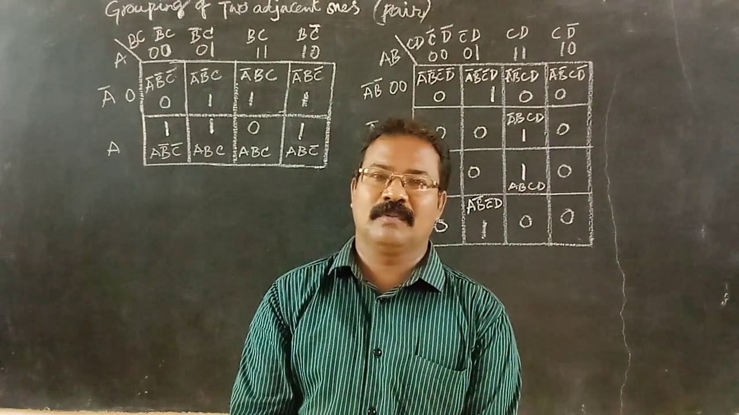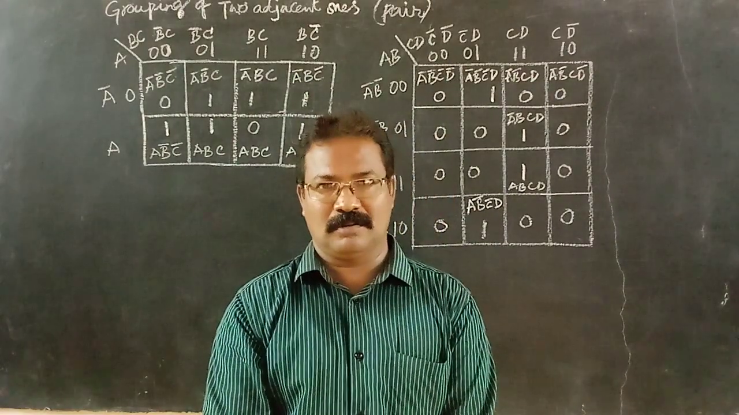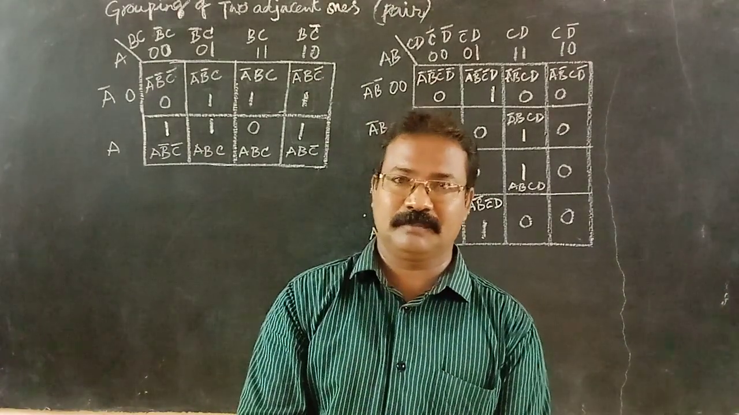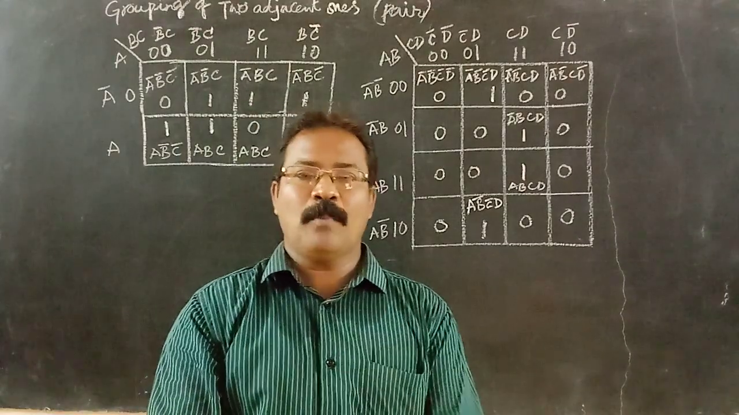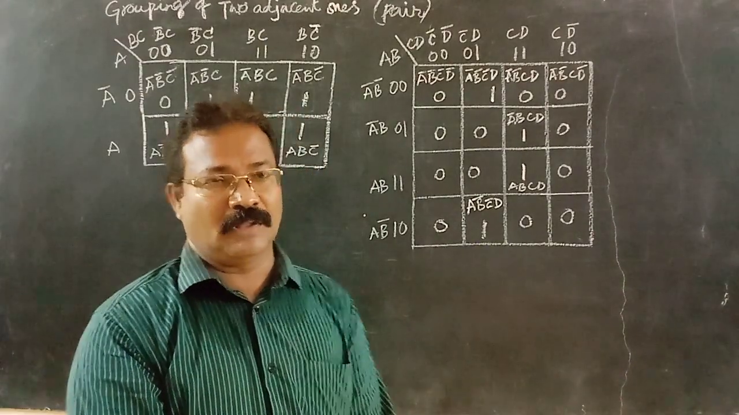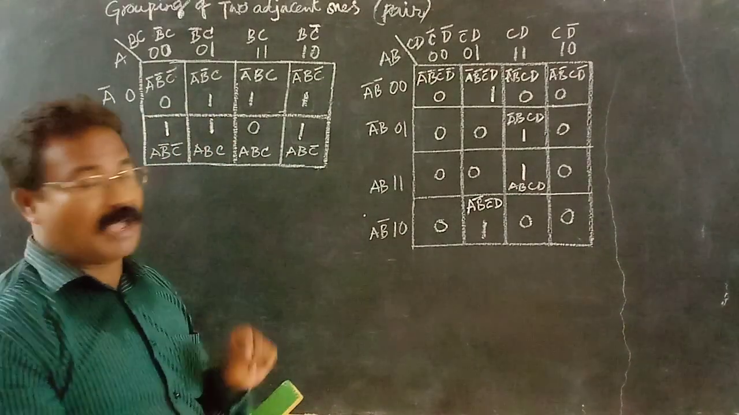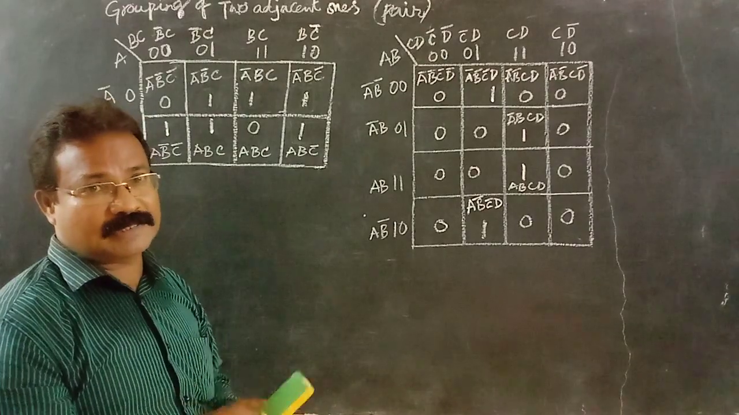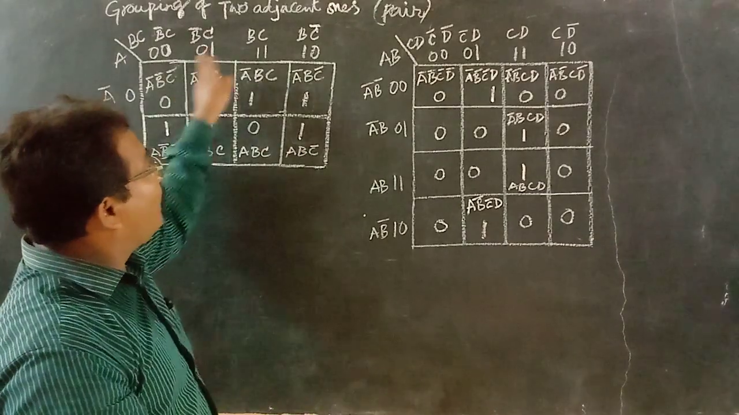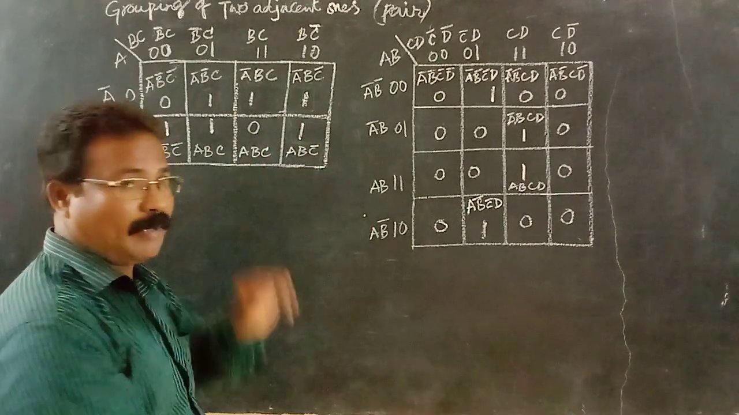In this session, I am going to discuss the grouping concepts of K-map. A group of two adjacent cells of a K-map forms a pair. Two adjacent cells is a pair. So here I am going to discuss the grouping of two adjacent ones, that is, pair of K-map.